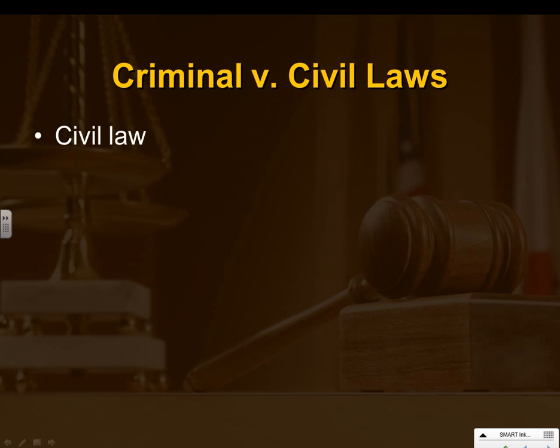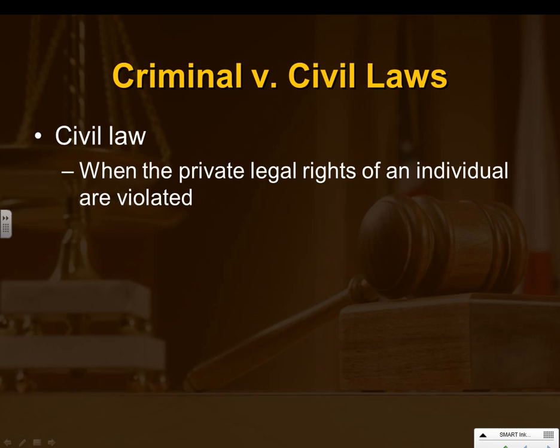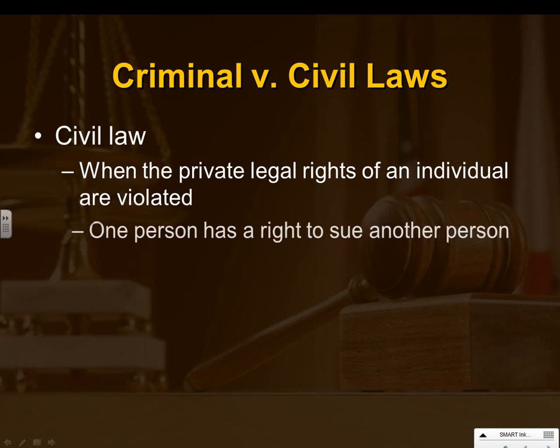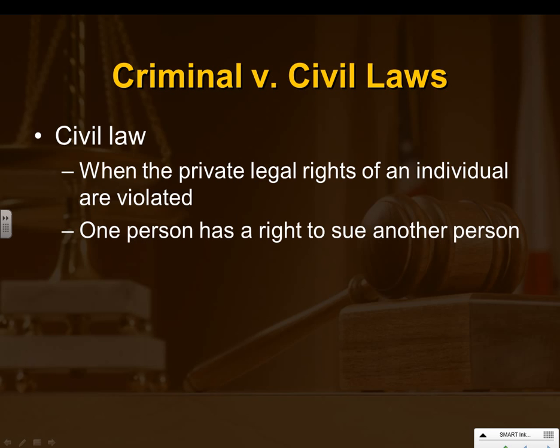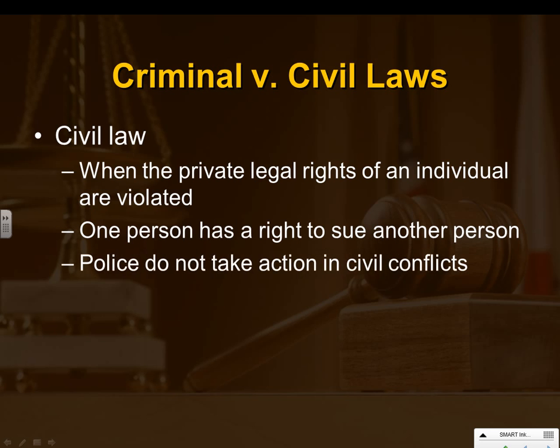When the private legal rights of an individual are violated, the matter is governed by civil law. Civil law refers to the group of laws that redress wrongs against individual persons. Civil law applies when one person has a right to sue another person. The police do not take action in civil conflicts. If a defendant loses a civil case, that defendant is liable.